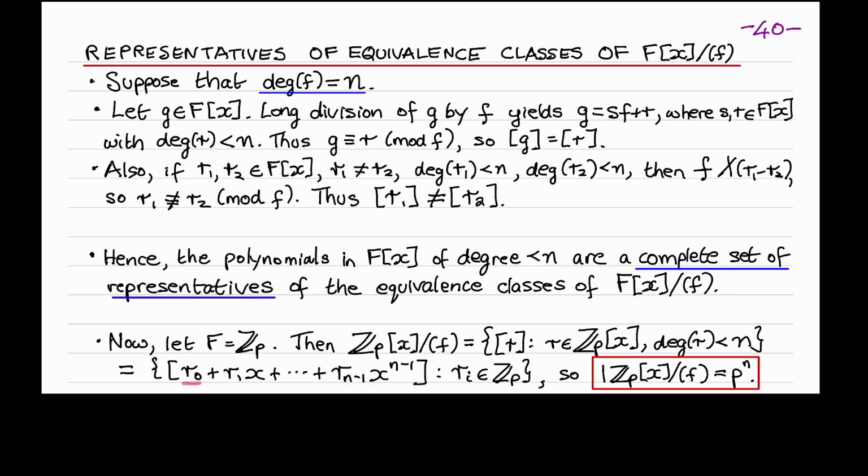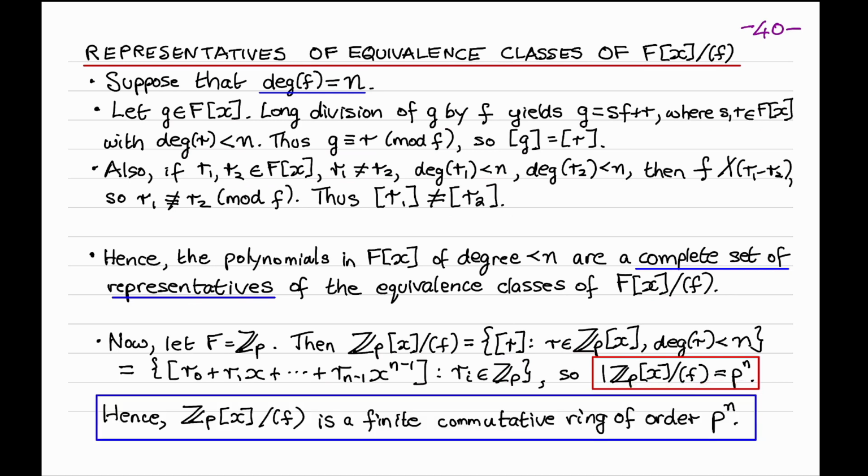There are n coefficients Ri, and p choices for each coefficient. So the total number of such polynomials is p to the n. Thus, our ring of polynomials over Zp, modulo the polynomial f of degree n, has size p to the n. And so we conclude that Zp of x modulo f is a finite commutative ring of order p to the n.